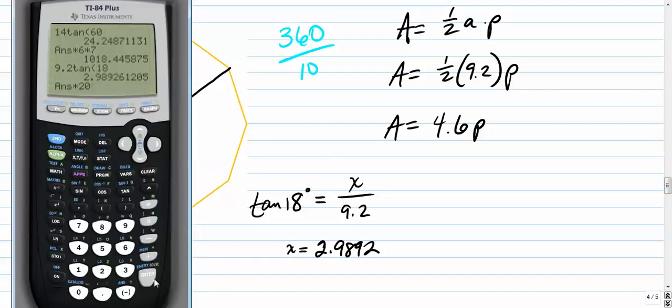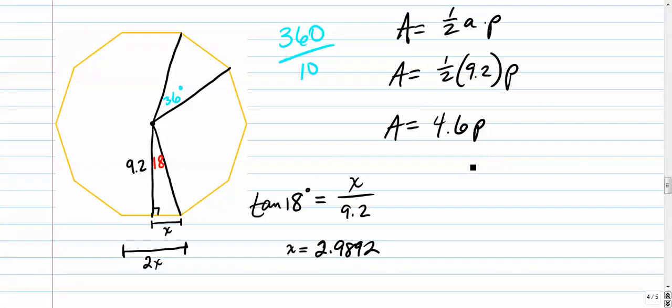That's the perimeter. What I'm calculating now is the perimeter of a decagon. Alright, so the formula said 4.6 times the perimeter will give you your answer. 275.012. And again, that's units squared, and you are finished. One more.